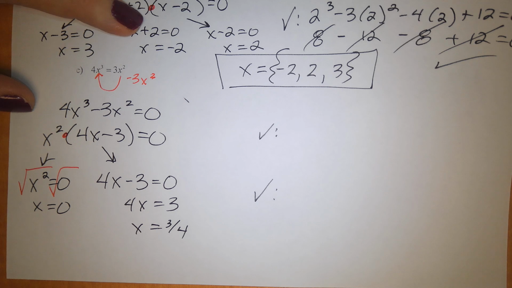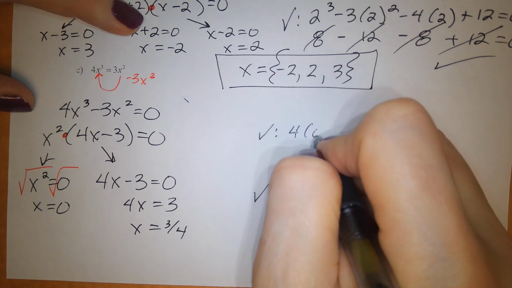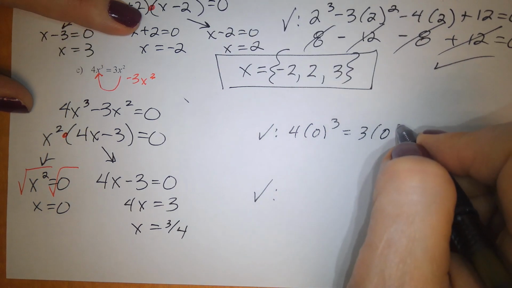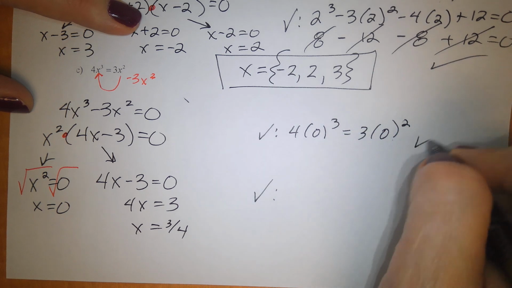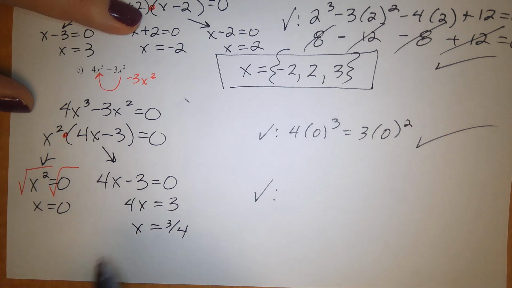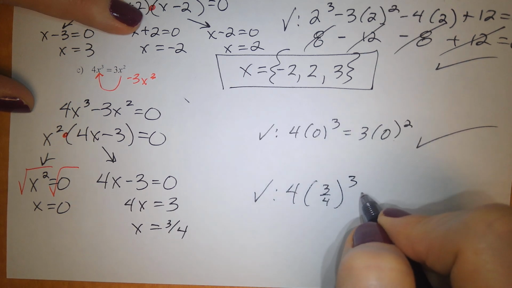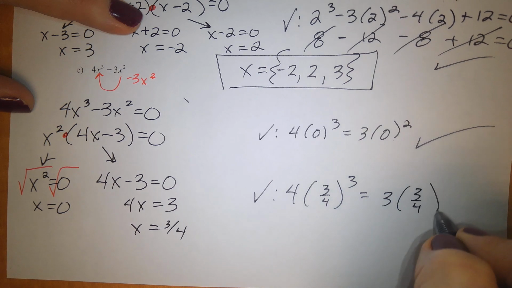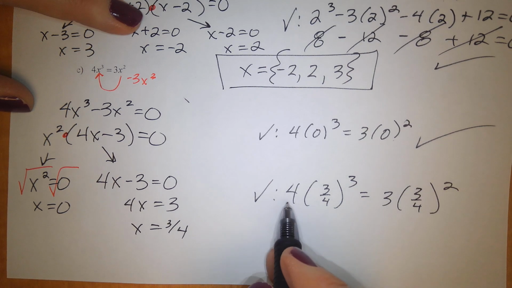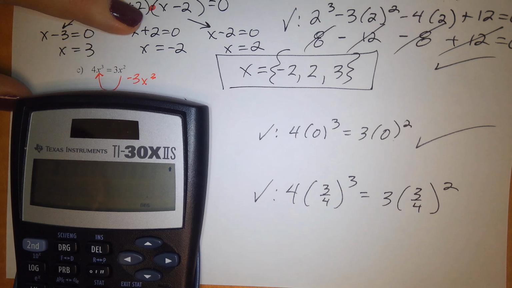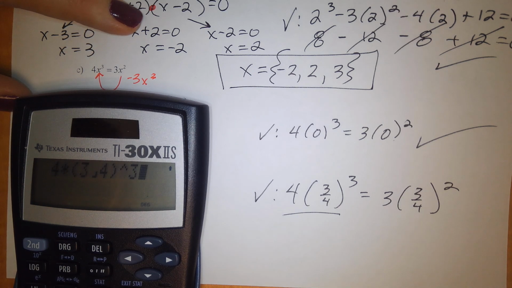If x is indeed 0, that means 4 times 0 to the third equals 3 times 0 squared. 0 equals 0. That checks. Now x is 3/4. 4 times 3/4 to the third equals 3 times 3/4 squared. Putting this into my calculator, the left side, we're going to have 4 times 3/4 to the third power.